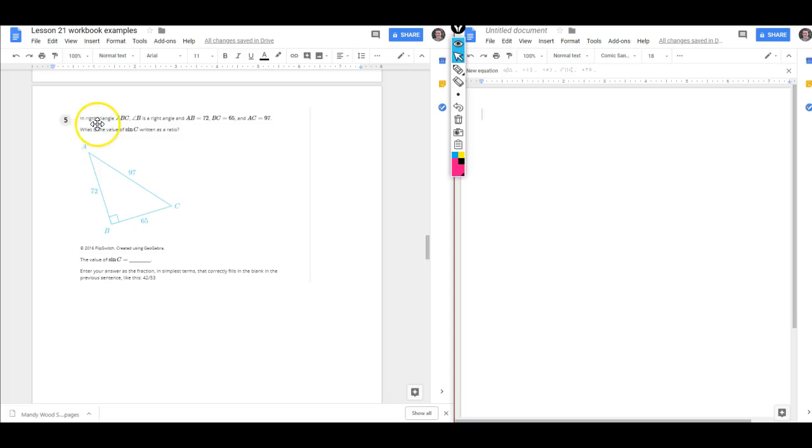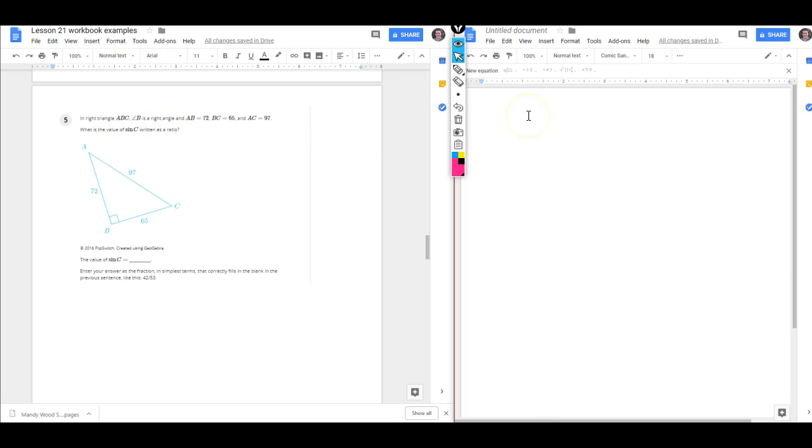So question 5, in right triangle ABC, angle B is the right angle and length AB is equal to 72, length BC is equal to 65, and length of AC is equal to 97. What is the value of sine of C written as a ratio?